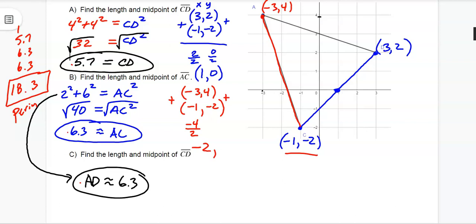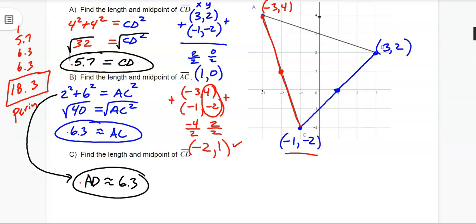And then I add the y side here, these two numbers. 4 plus a -2 is 2. Chopped in half is 1. And let's check it out. -2 up 1 is right there. Hey, that looks really good to me. Visually, you always want to just check it and see if it looks okay.